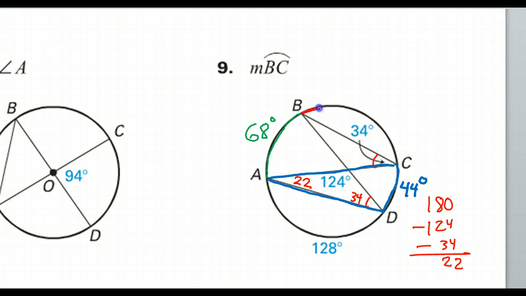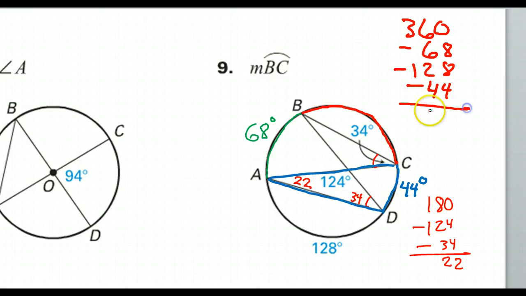Ultimately, we were supposed to find the measure of arc BC. BC is now the only one left, so I should be able to subtract everything else from 360. If I just do 360 minus 68 minus 128 minus 44, that should give me the answer. And that turns out to be 120. So arc BC is 120 degrees.